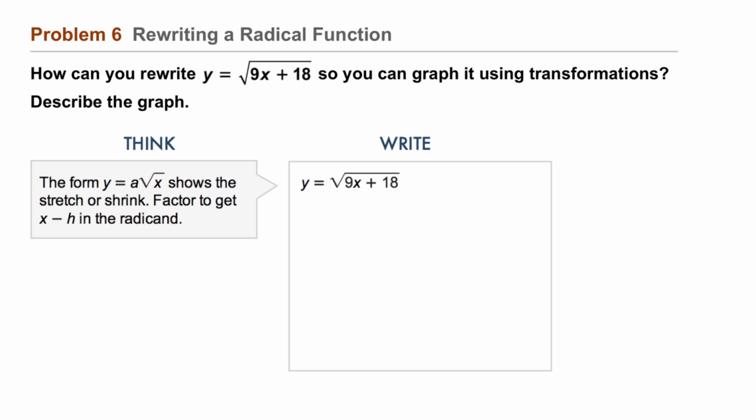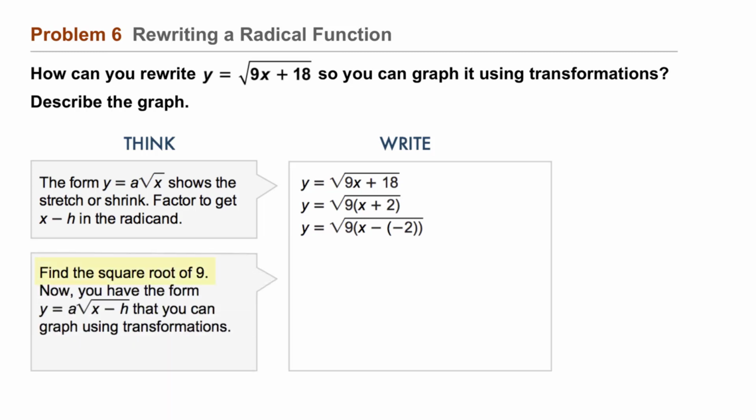And write, first the original equation, y equals the square root of 9x plus 18, and then factoring the radicand, that's y equals the square root of 9 times the binomial x plus 2. But recall we'd like to represent that binomial as a difference. Currently it's a sum, and so we rewrite x plus 2 as x minus negative 2. Now we have y equals the square root of 9 times the binomial x minus negative 2.